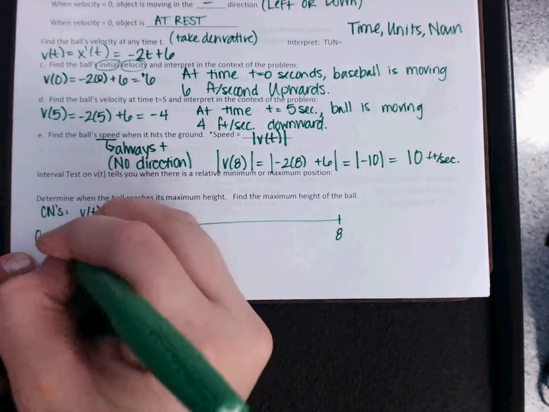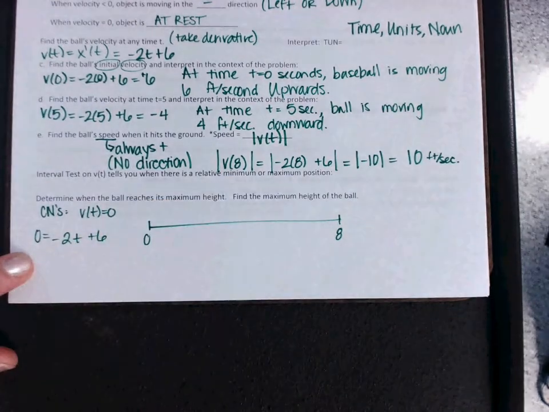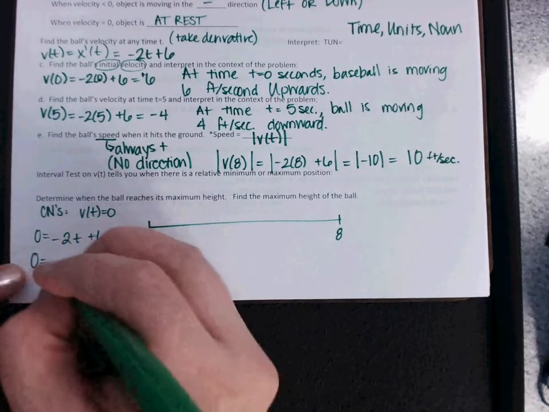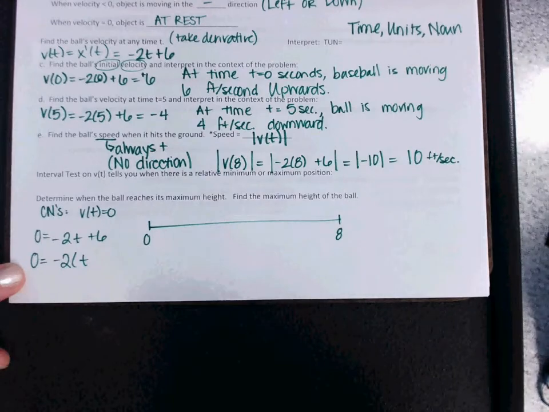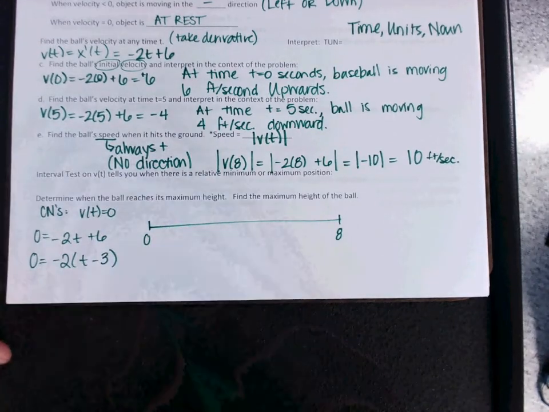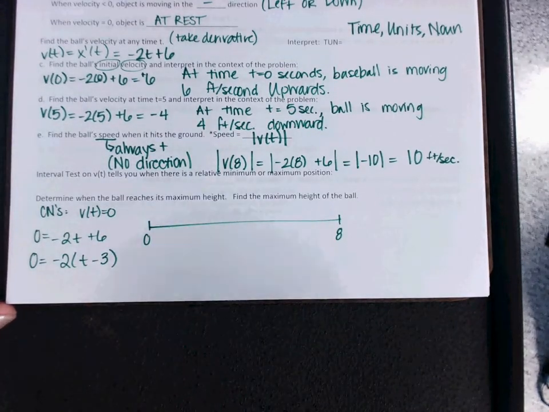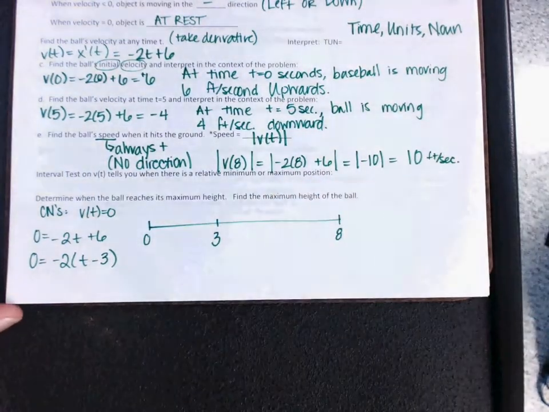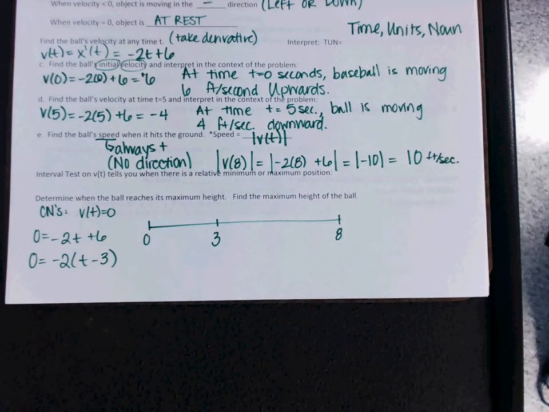I had a negative 2t plus 6. What can I take out? Negative 2. What's left over? T minus 3, which means my only critical number is 3. Now, in your head, if a ball was thrown up and then down, we know it's going to be a max. Okay, but pretend that you didn't know that.